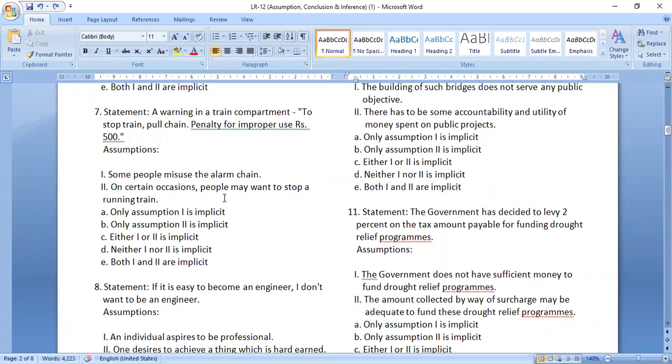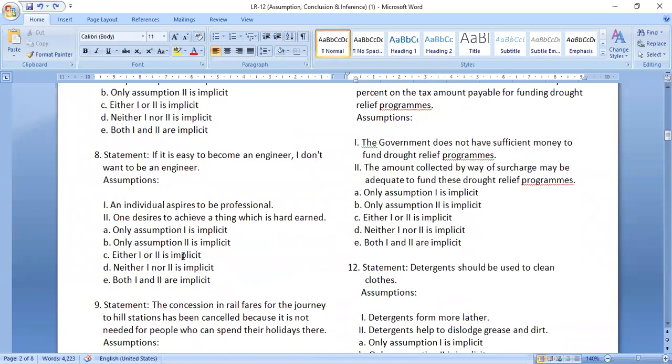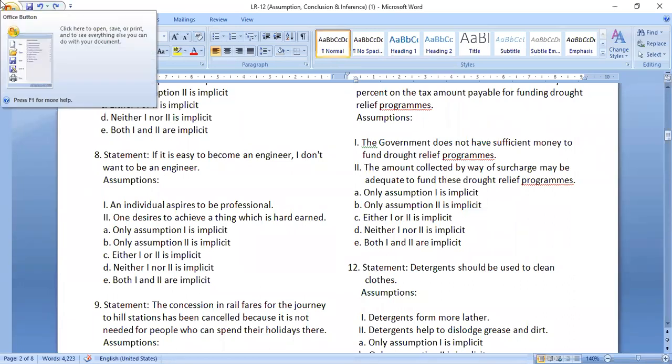So we were doing 8. If it's easy to become an engineer, I don't want to be an engineer. How about that? I think we have your answers now. Is it B, sir? B. Okay. Any other answer? So I marked D. B, sir. E, sir. E for both. Okay, so we have B, D, and E. Any other answer?